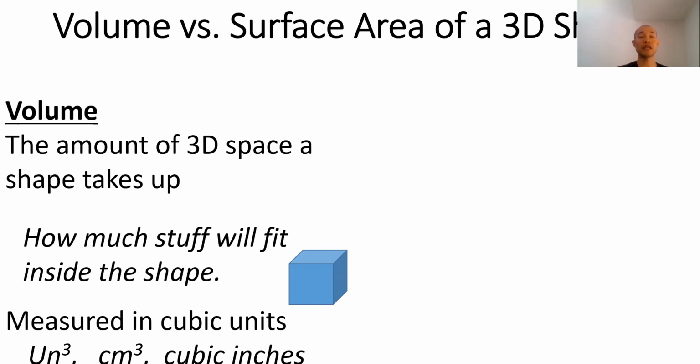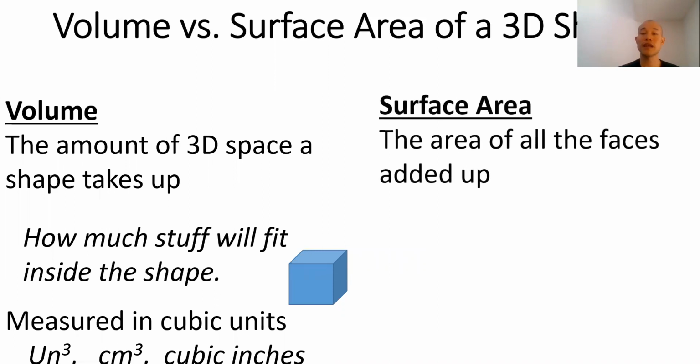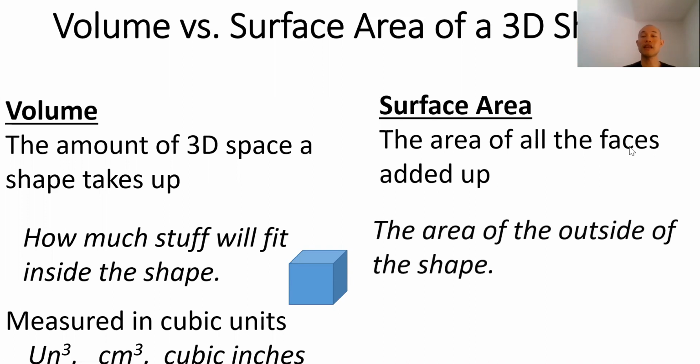So you might see units like units cubed, centimeters cubed, inches cubed, or you can call it cubic inches, cubic centimeters, cubic units. The surface area, however, is the area of all the faces added up. So you take the bottom, you take the top, you take all the sides, you add up all those areas, and that's the surface area. It's basically the area of all the outside faces of the shape.